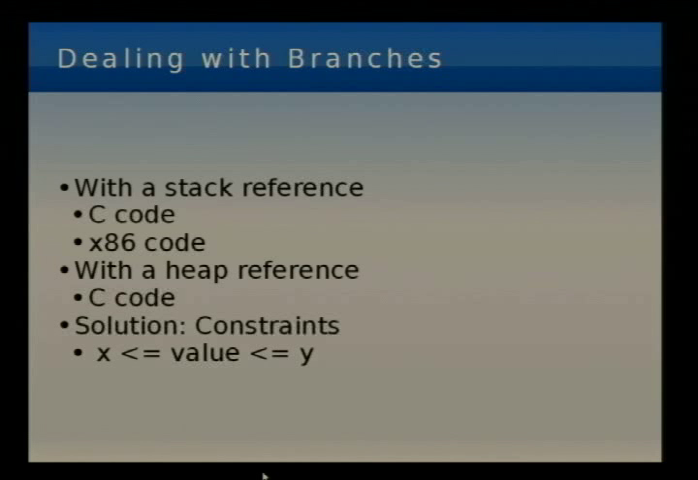So we express that with constraints like this. We say value is less than or equal to y and greater than or equal to x. And so as we go through branch statements, we get more and more refined constraints, right? So when we go to evaluate the use of this variable, say in a dereference of a buffer or what have you, we basically have a range of values we can use, or several ranges of values we can use.